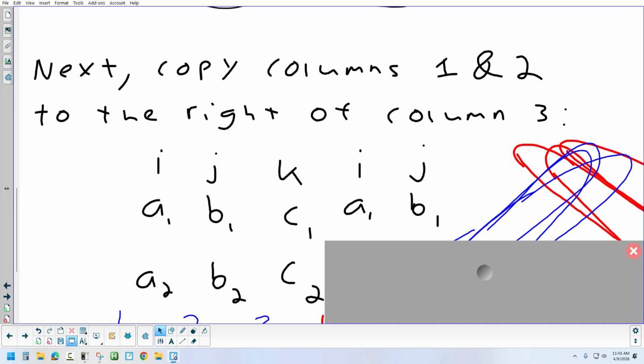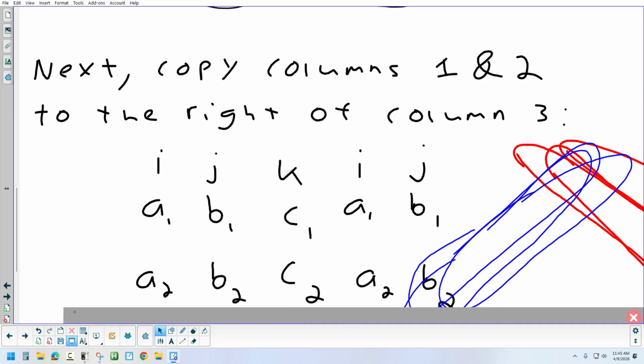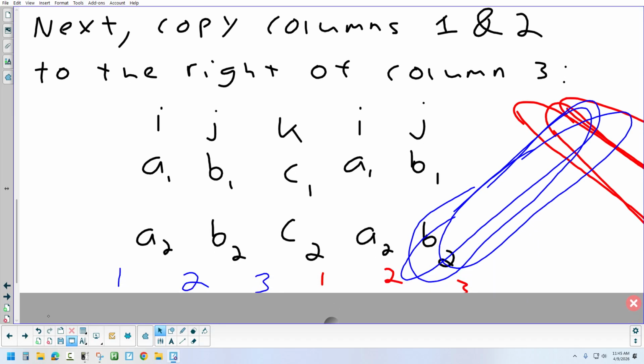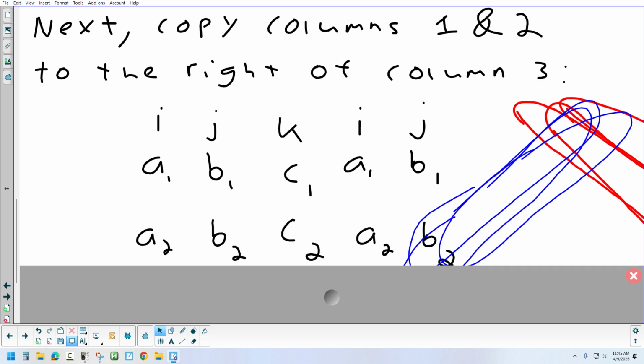And the bottom row, A2, B2, C2. And what will the last two be? A2, B2. Yep. A2, B2. So that's what we need now to do this rule. Okay, everything is now set up.